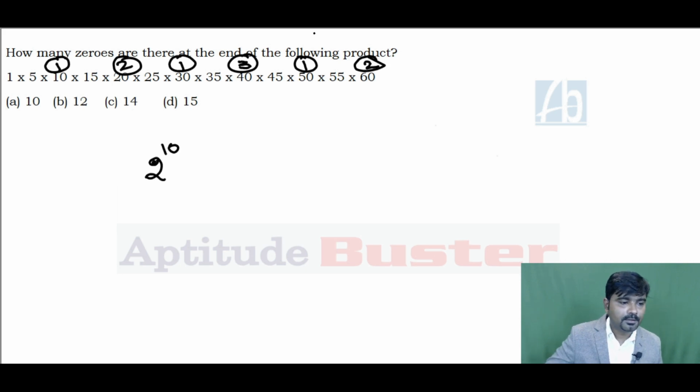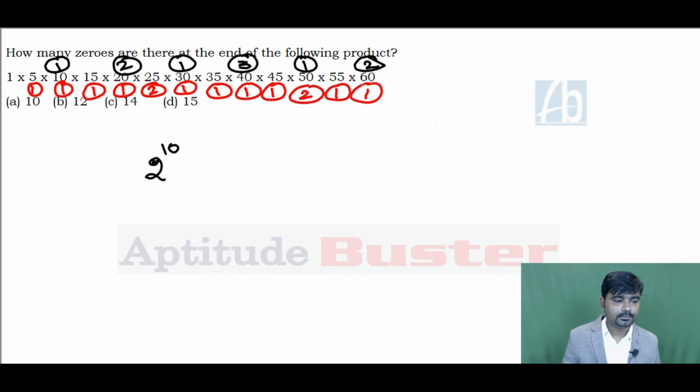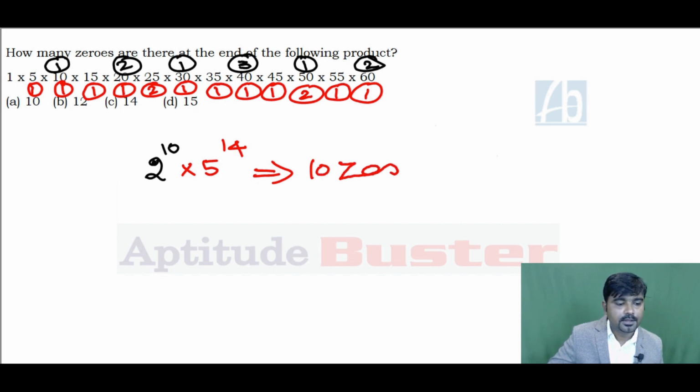Now count the number of 5s. Then finally I will tell you how to find out the answer within 2 or 3 seconds. Count the number of 5s. Here 1 five. Here also 1 five. Here 1 five. Here 1 five. Here 2 fives are there. Then 1. Here also 1. The same 1. Here 2 fives are there. Here 1 and 1. If you count the number of 5s, we have 5 power 14. Now you can understand 2 power 10 into 5 power 14. The number of zeros are only 10 zeros at the end.